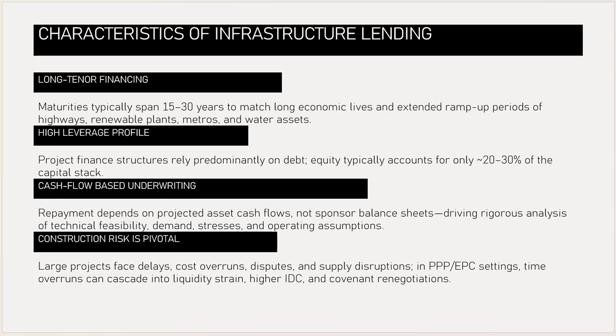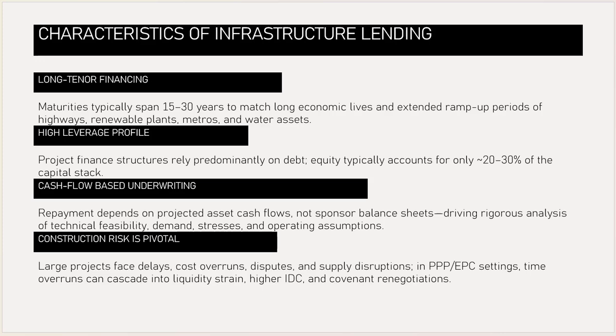Then we go to the second characteristic, which is the high leverage profile. In a project finance structure, equity typically accounts for only 20 to 30% of the capital stack, so it will be a high leverage kind of project. Then we look at the characteristic of cash flow based underwriting. Repayment depends on the project asset cash flows, not the sponsor balance sheet, driven by rigorous analysis of technical feasibility, demand trends, and operating assumptions. So what repayments will happen depends on the project cash flow.